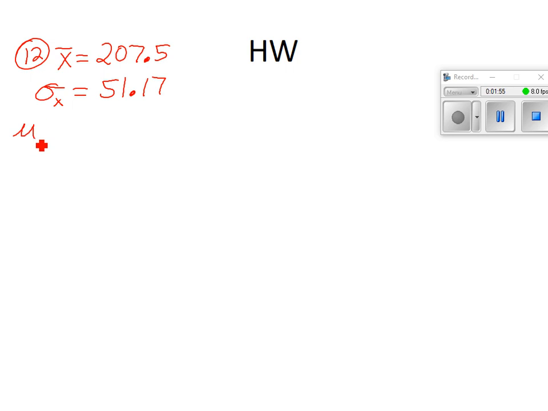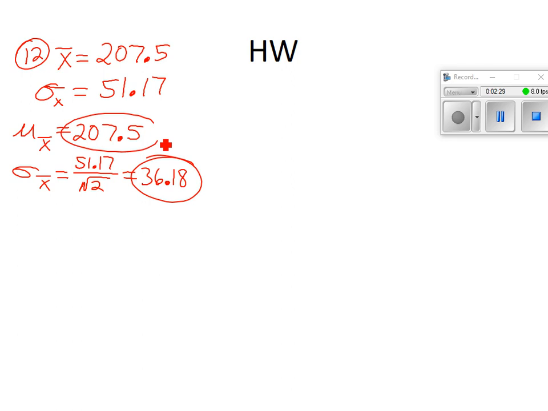Now we want to find the mean of the sample means. What would that be? Same as the mean up here, which is 207.5. And then the standard deviation of the sample mean would be 51.17 divided by the square root of 2, since we're taking them 2 at a time. Somebody do that for us. 36.18. Those are the 4 answers that matter on this one.